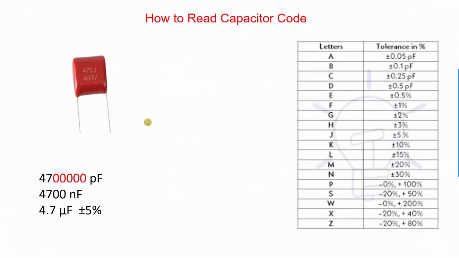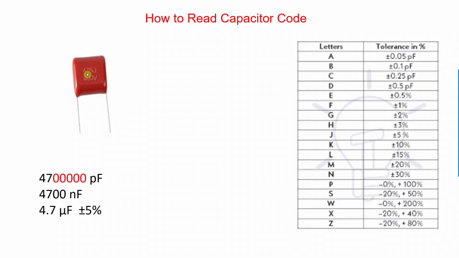So next, what is the code of this capacitor? 475J. Now what is the meaning of J? The meaning of J is nothing but tolerance. So we'll discuss that later.